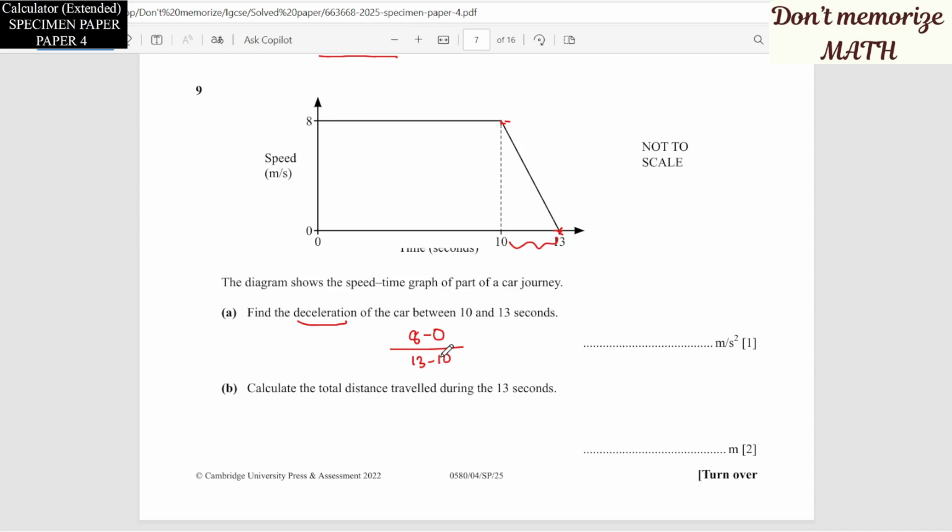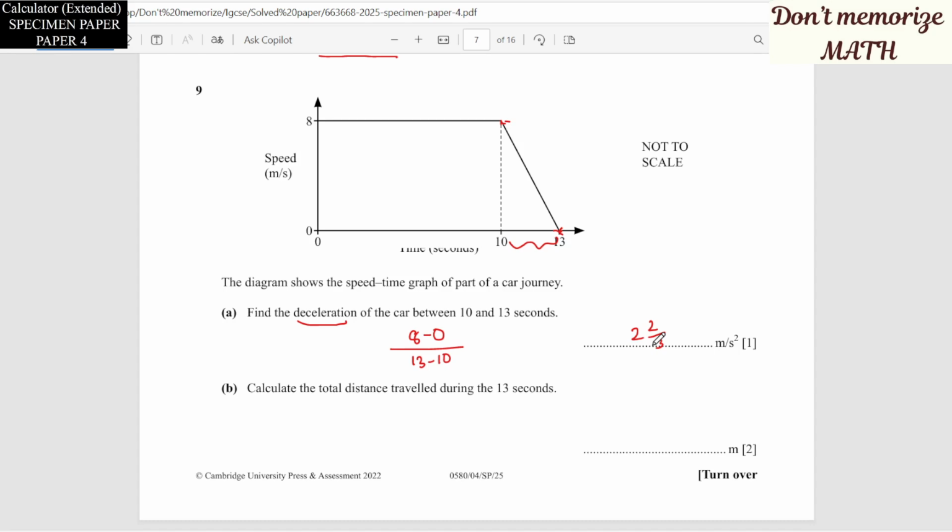It is an improper fraction, so you can use that SD button. When you press it you will get a decimal number. If you want it in mixed fraction, just press shift and that SD button, and you will get 2 and 2 over 3 meter per second square. Either write it as a mixed fraction, otherwise a decimal in 3SF.